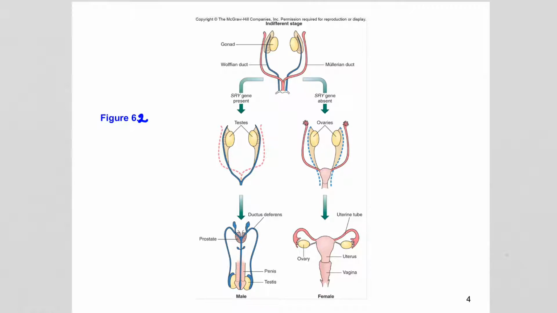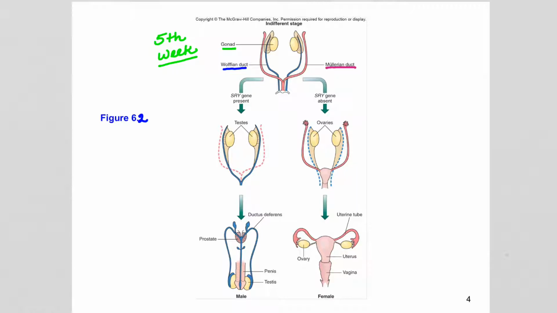So during the 5th week of development, we finally start to see the appearance of these reproductive structures. So we have our paired gonads, but they're unspecialized. So they haven't traveled down any other developmental pathways to look any different from one another. But we also have 2 sets of ducts. So we have the Wolffian ducts, we have the Müllerian ducts.